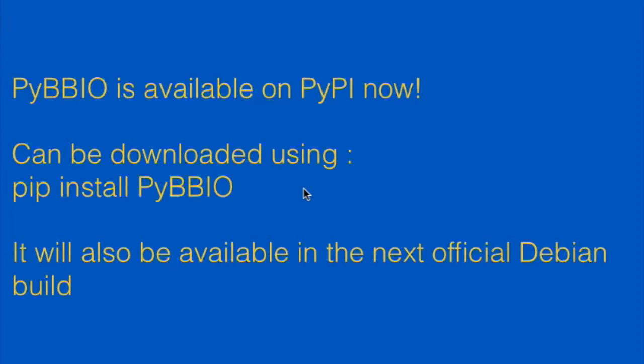PyBBIO is now available on PyPI. It can be downloaded using pip install PyBBIO. My changes are also in the release, and it will also be available in the next official Debian build.